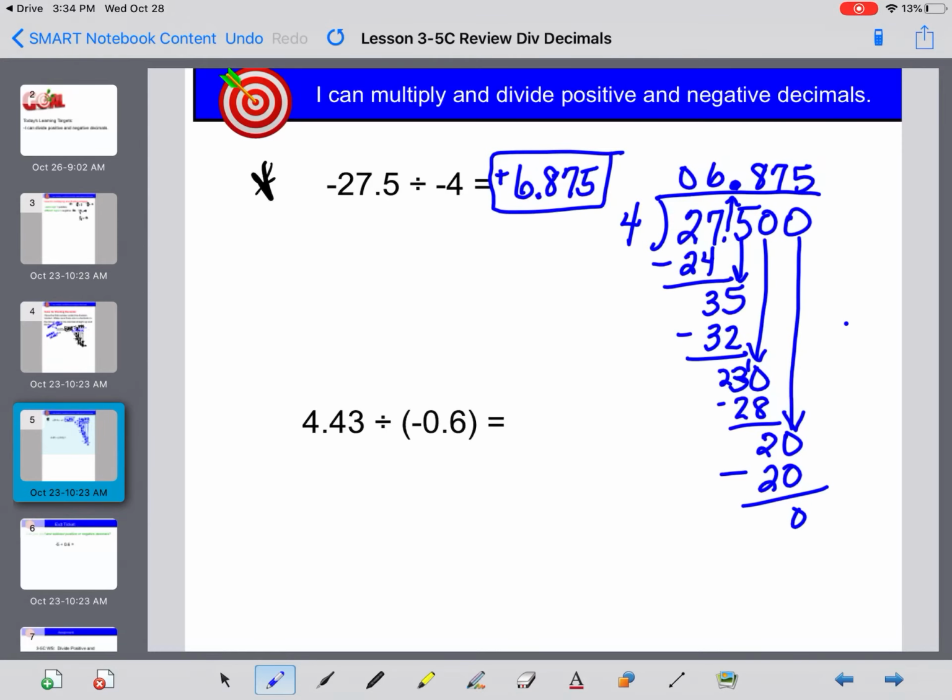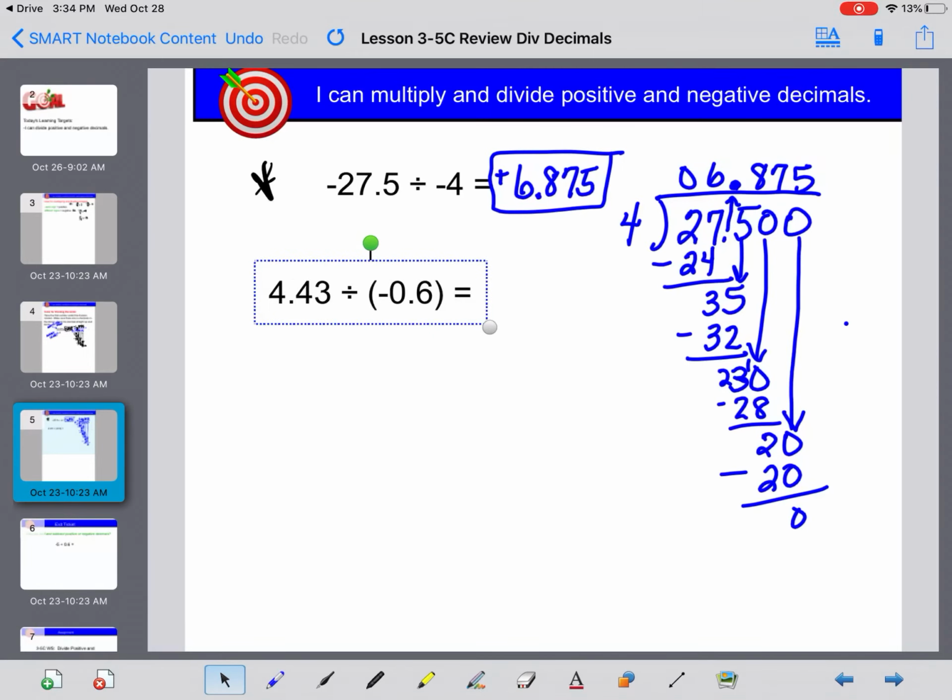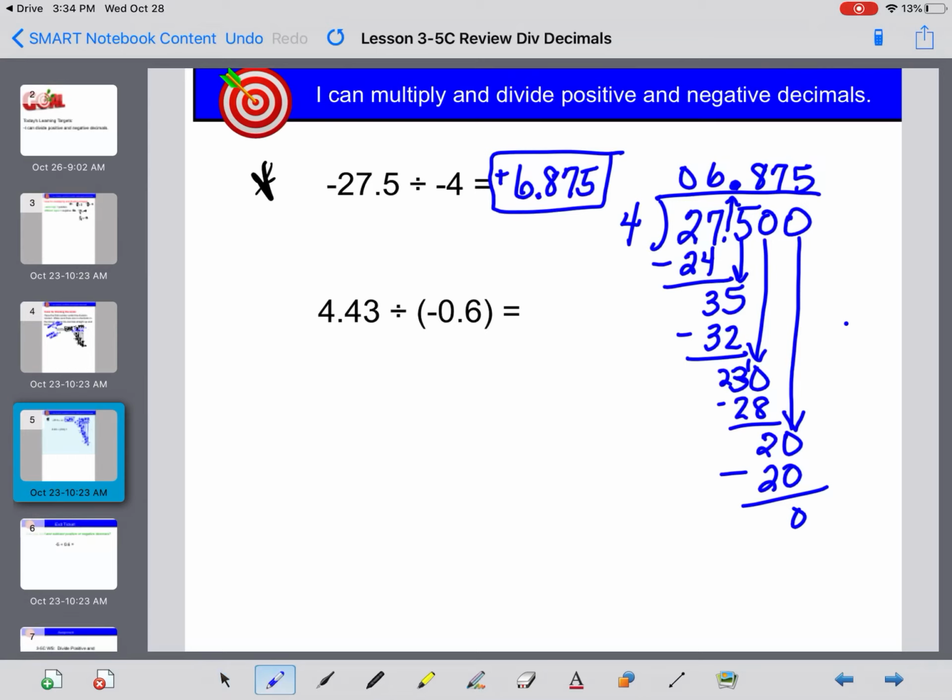Okay, now the next one. Let's do this one together. For this one, let's see if I can move it up. There we go. For this problem, your first number is the number that goes under the bracket, 4 and 43 hundredths, divided by, now, negative 0 and 6 tenths. A positive divided by a negative is a negative answer, so I put the negative in.